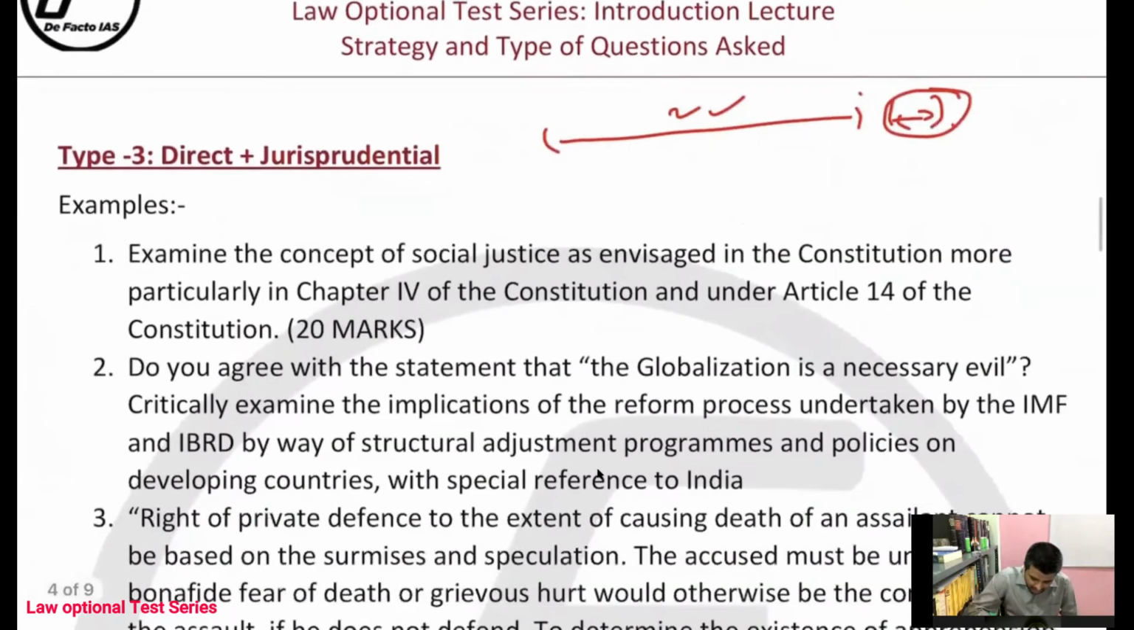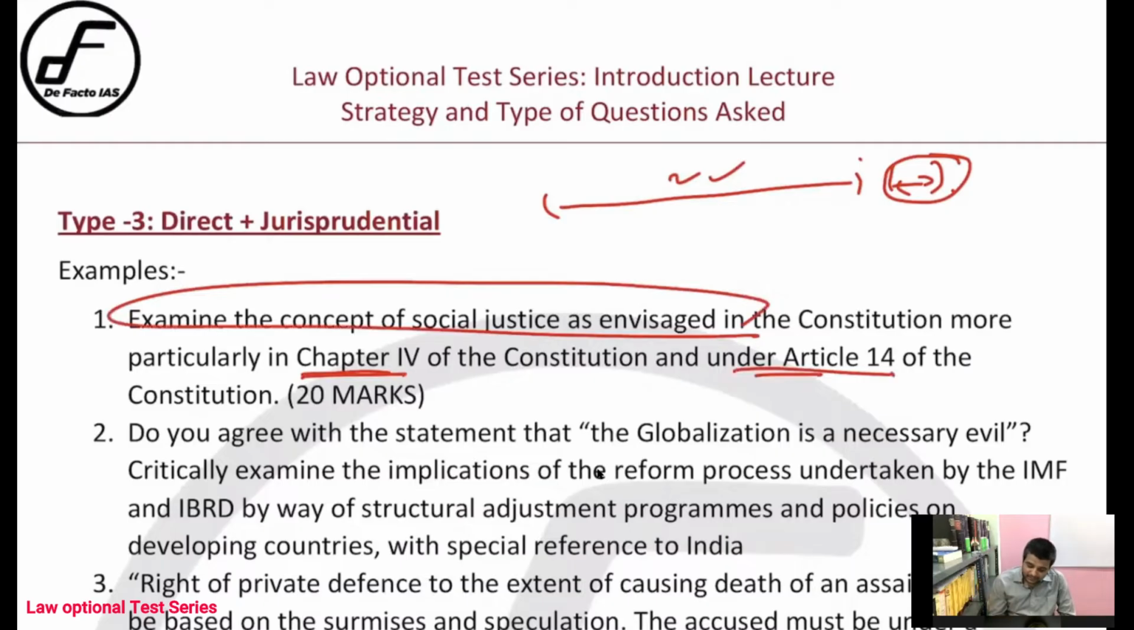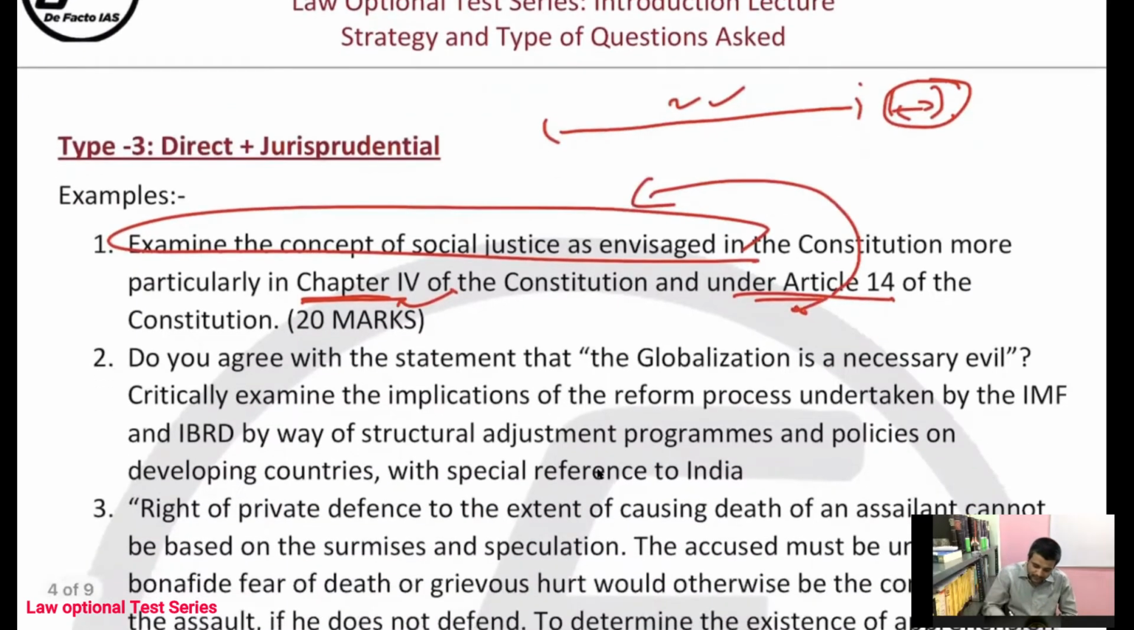Let us see an example. Examining the concept of social justice as envisaged in the Constitution, more particularly in Chapter 4 of the Constitution and Article 14. So these two are the concept, and this is the philosophical part. You have to analyze Chapter 4 and Article 14 in such a way that you reach this conclusion. Similarly, see question number 2.